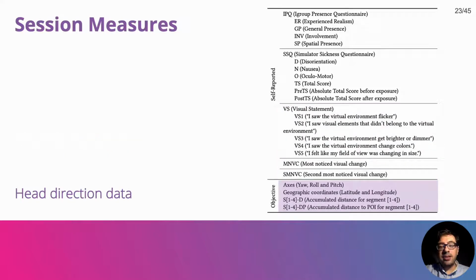Finally, head direction data from each session was recorded and decomposed into measures like yaw, roll, pitch, latitude, and longitude. Taking into account the track segments, we also looked at distance, meaning how much they move between readings, and distance to point of interest, meaning the distance between the head direction and the point of interest. The lower the value, the more the participant was looking at the point of interest. In our case, the point of interest was the roller coaster track, and this was based on the dataset saliency maps of this video.